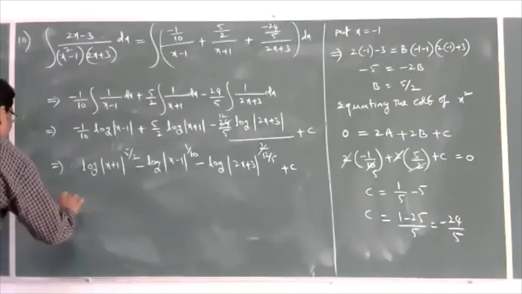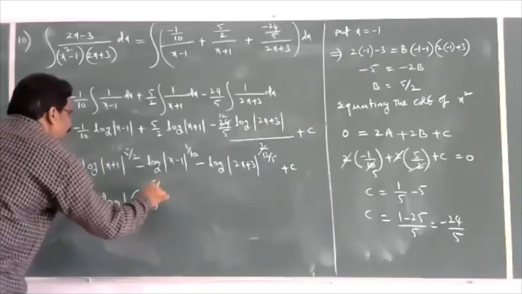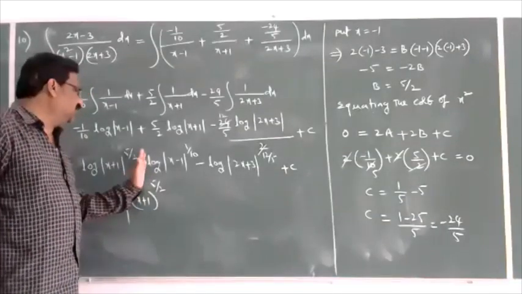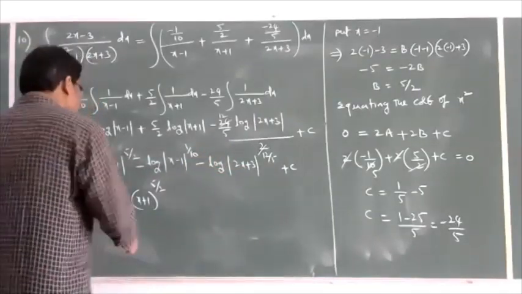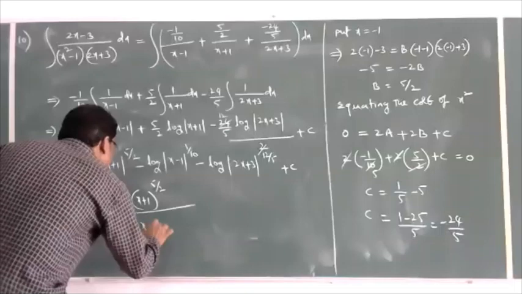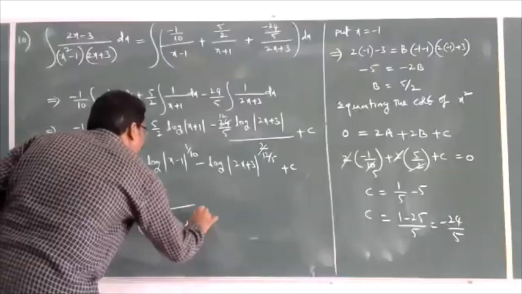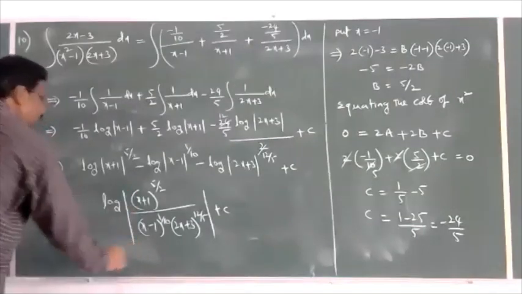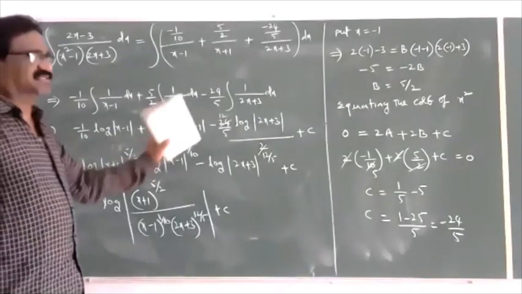If you want to simplify this also, log mod numerator x plus 1 whole power 5 by 2. Here you take the minus sign common. Log a plus log b gives log ab. You write it by x minus 1 whole power 1 by 10 into 2x plus 3 whole power 12 by 5, plus c. That's it. If you want to convert the given answer into a single term, do this. Otherwise, you can make this the answer.